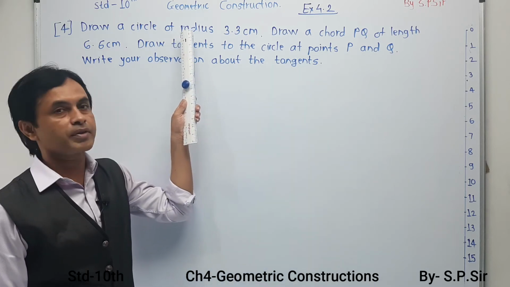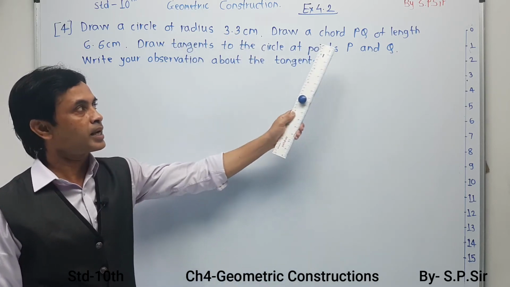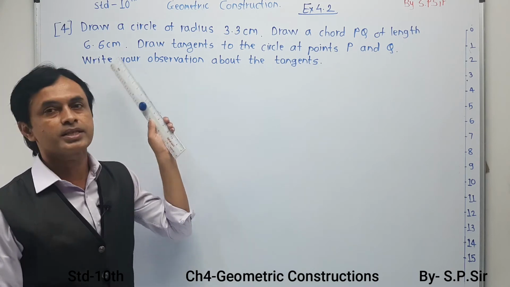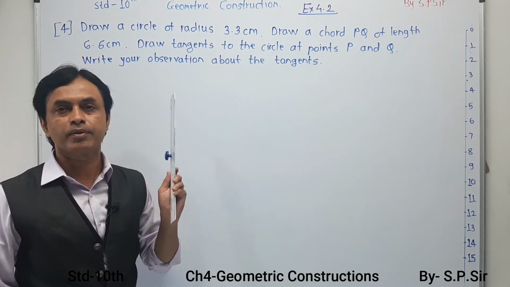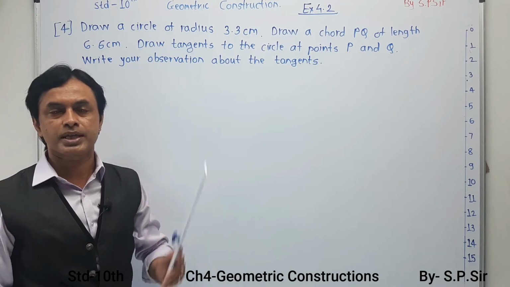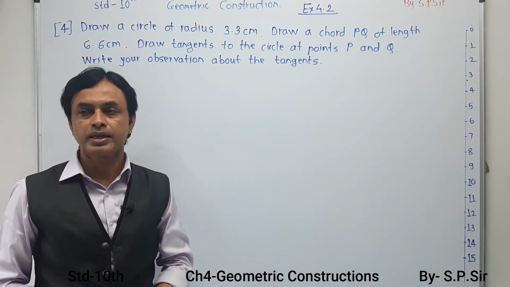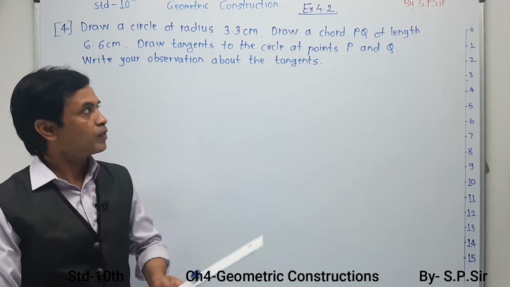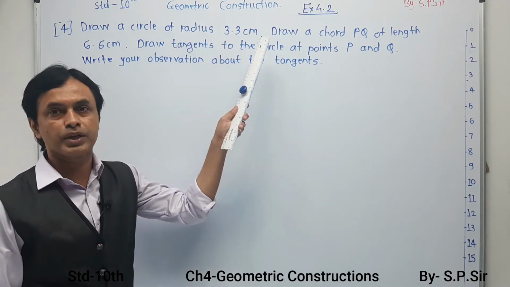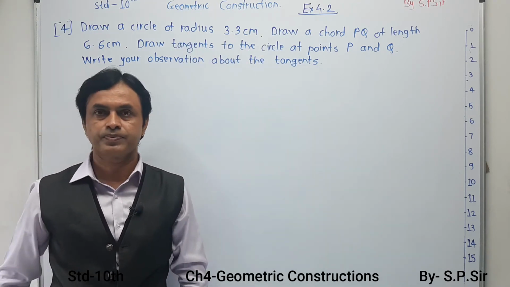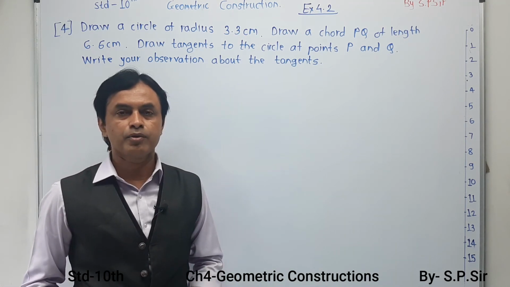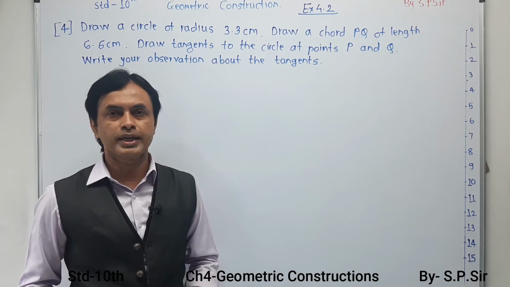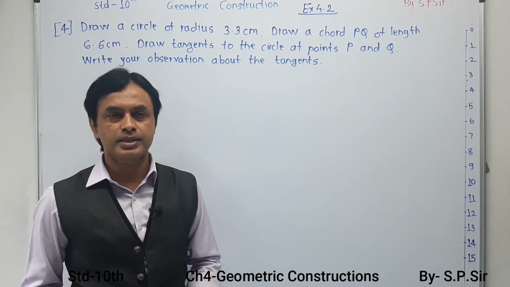Initially they have given a radius of 3.3 centimeter and a chord PQ of length 6.6 centimeter. Exactly the radius gets doubled and converted into chord 6.6. Naturally it is nothing but the diameter. Starting the construction, first of all we have to draw a circle of radius 3.3 centimeter.